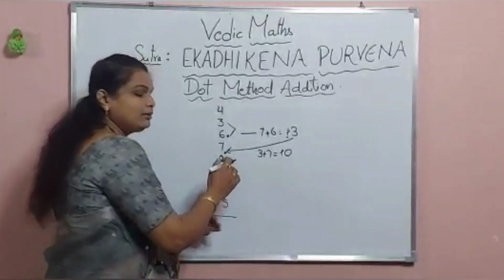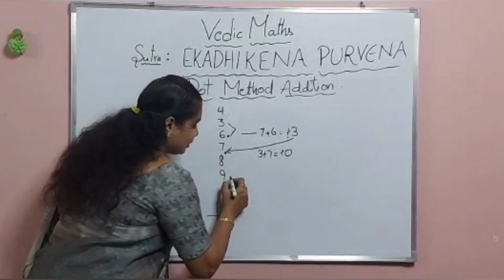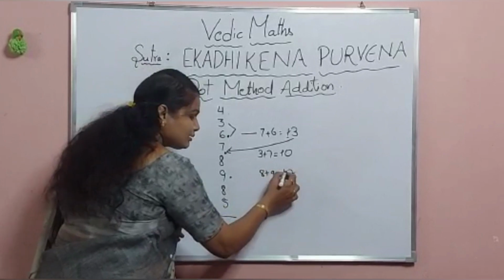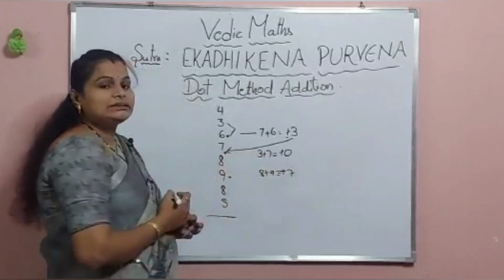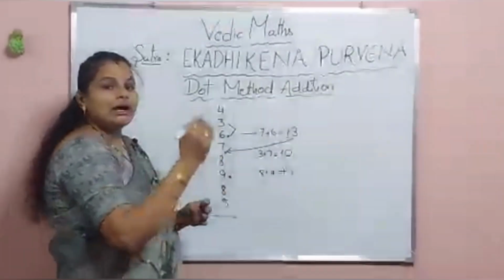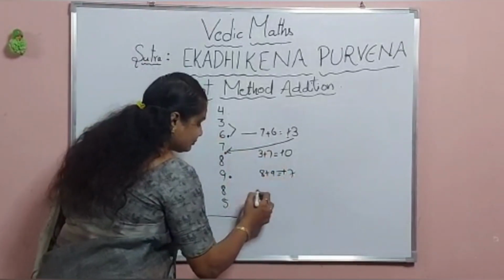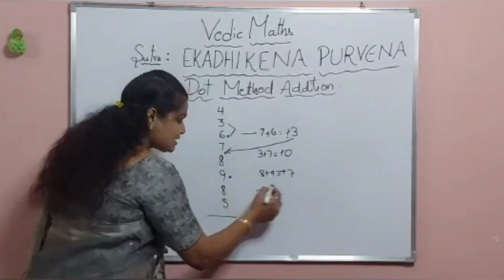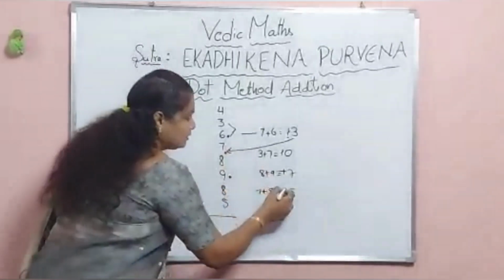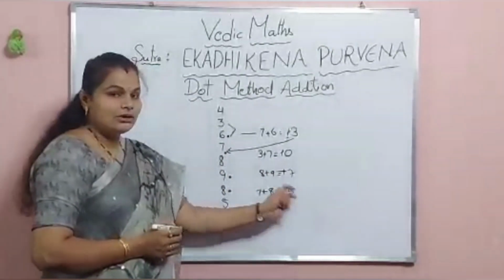8 plus 9 is 17. 17 is a double digit number, so I am dropping the tens place digit and replacing it with a dot, and now I am carrying 7 to the next number. So 7 plus 8 gives 15. So it's dot 5, right? We drop the tens digit here, so it becomes dot 5.